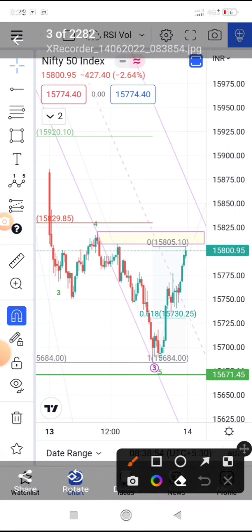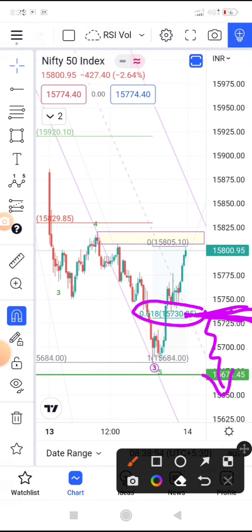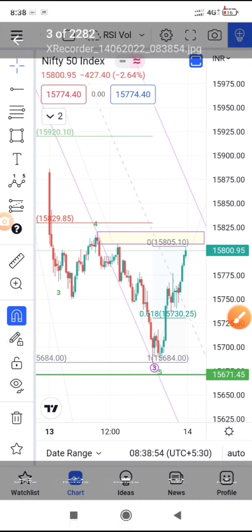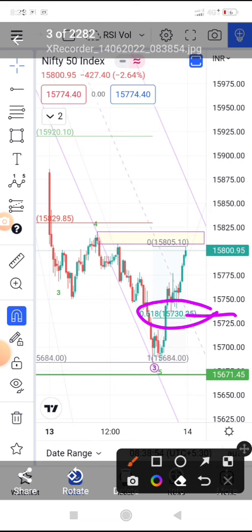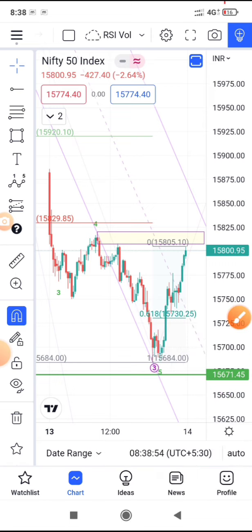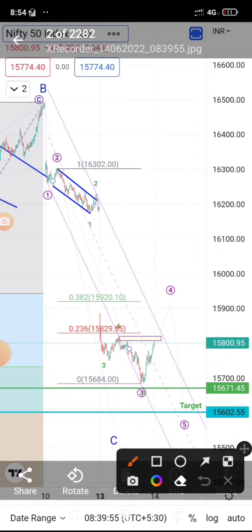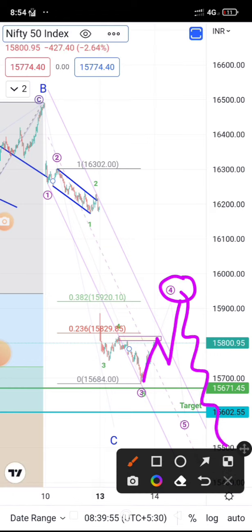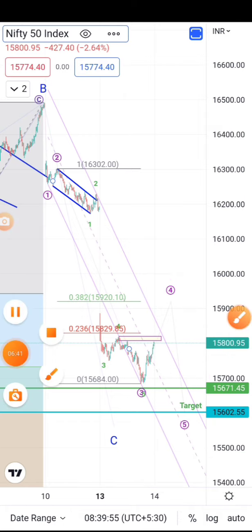In that case, if it opens gap down below 15,700, then I will assume that it is going to crack further down. Okay, maybe if you want to take fresh trades, if it opens gap down, let's say here, wait for break of this, then you can initiate a fresh trade for 100 to 200 points on the downside. So yeah, as I said, this could be like this as a fourth wave, and then a drop on the downside, so towards 15,600 to 15,500. Okay, that's all on the Elliott wave front.